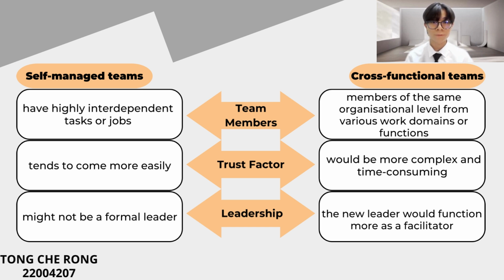First, in the aspect of team members, a self-managed team consists of team members who have highly interdependent tasks or jobs. Team members will take on many tasks of their managers, such as assigning tasks individually, problem-solving, and so on. But in cross-functional teams, all of the team members are from the same organizational level, from various work domains or functions. In other words, the team diversity is meant to solve complex problems.